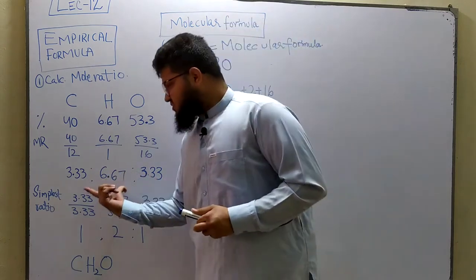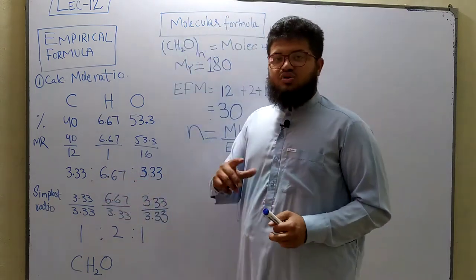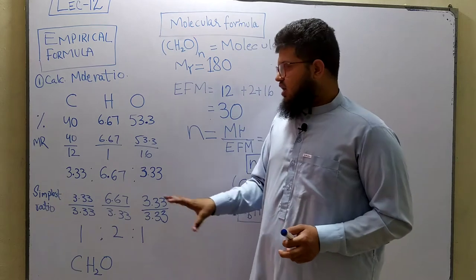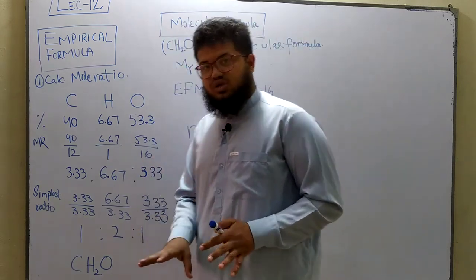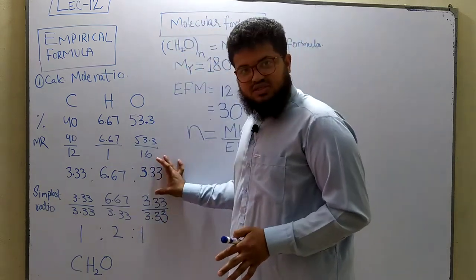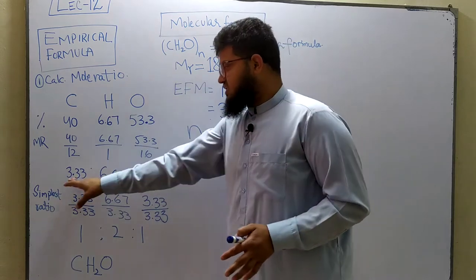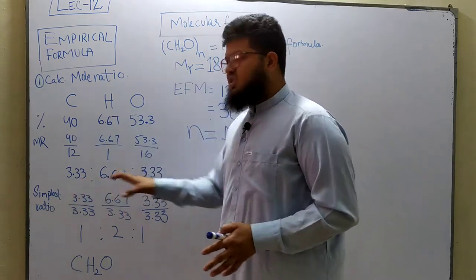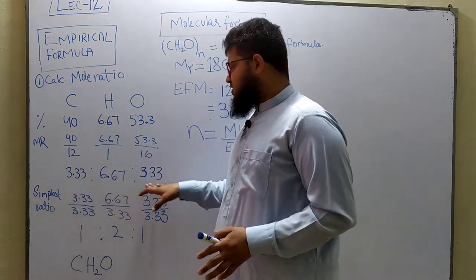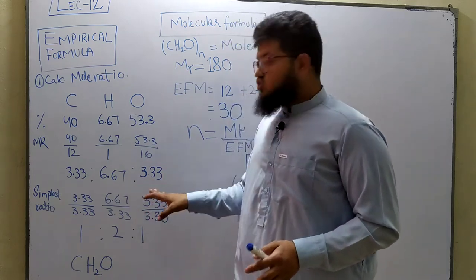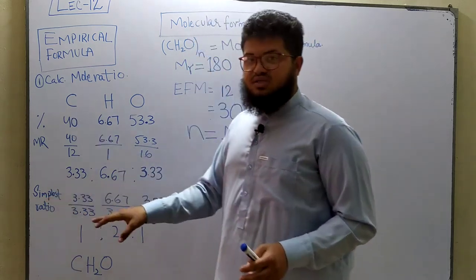Now this mole ratio needs to be converted into a simplest ratio, right? So for the simplest ratio, what you do is you actually take the smallest number. In this case it's 3.33, right? 3.33 is the smallest in all of these. Now you divide each of these numbers by that smallest number.